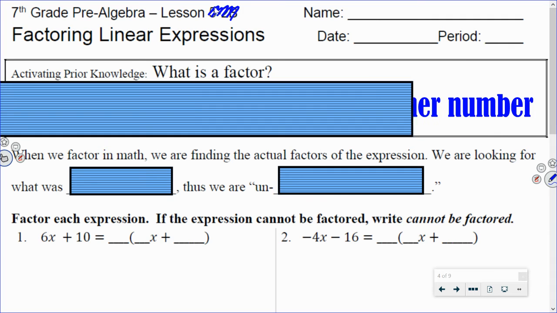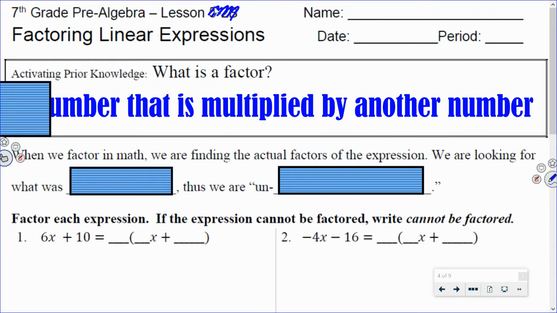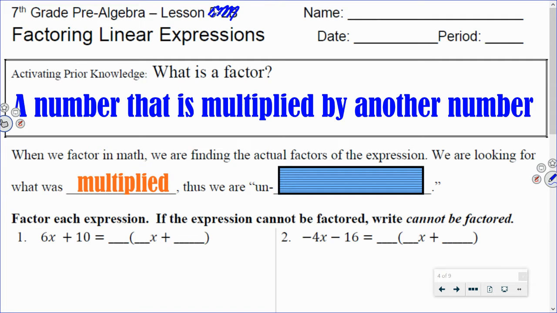Let's talk about prior knowledge. What is a factor? Remember, please, that a factor is any number multiplied by another number. It does not have to be a whole number, nor does it have to be an integer. It could be a fraction or a decimal. Now, when we do factor something in mathematics, we're finding the actual factors of an expression, meaning we're looking for what was multiplied. You can almost think of it as undistributing, going in the reverse or opposite direction.